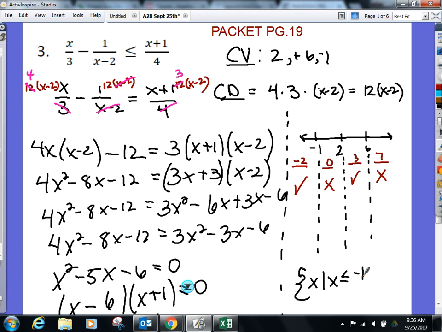The original problem had negative 1, had the or equal to, so did my answer, unless it's an undefined critical value. Okay? If this made the fraction undefined, I would not put the or equal to there. Okay? Did not work. What else worked? Anything between 2 and 6. Ooh, how do I write that? Anything between 2 and 6.